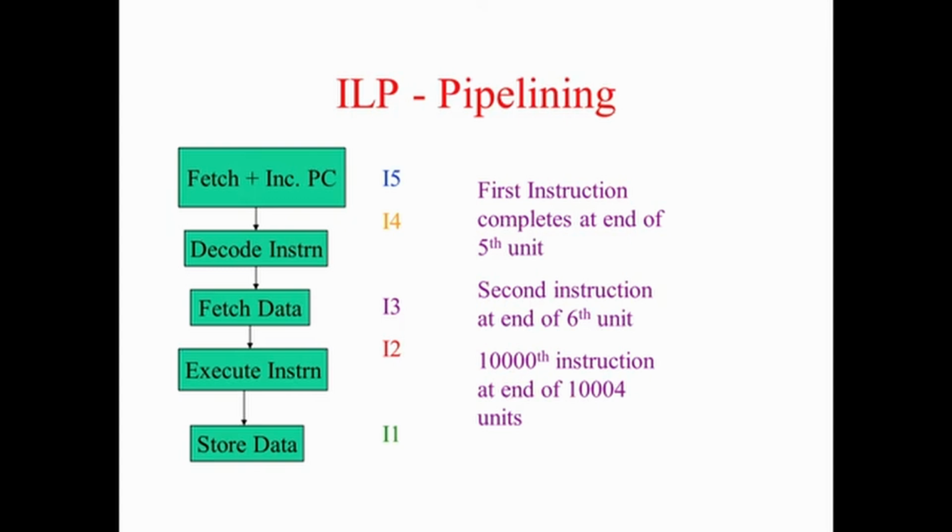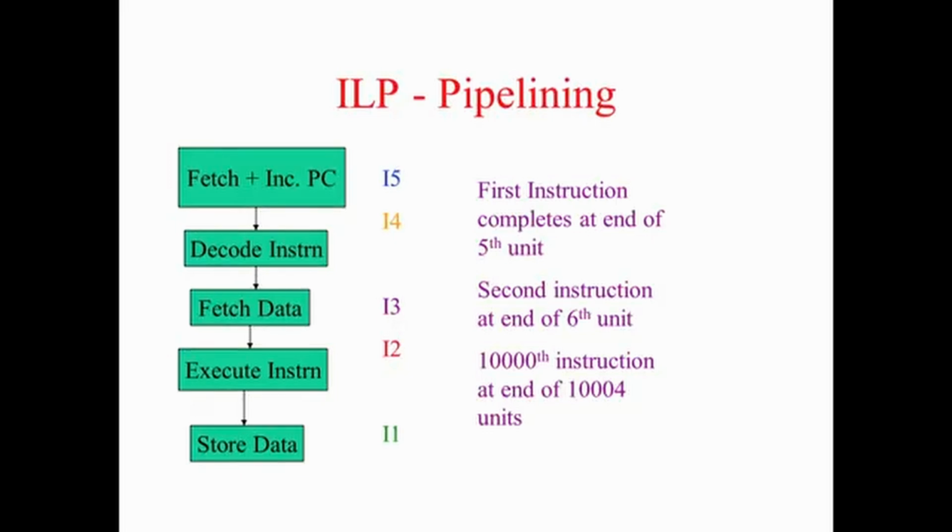So the first instruction completes at the end of the 5th unit of time, right? But when will the second instruction complete? At the end of the 6th unit. The third instruction at the end of the 7th unit. So the 10,000th instruction will finish at the end of 10,004 units. So by reutilizing the hardware, what we have achieved is close to 75% performance improvement. What was taking something like 50,000, we have got close to 80% improvement.